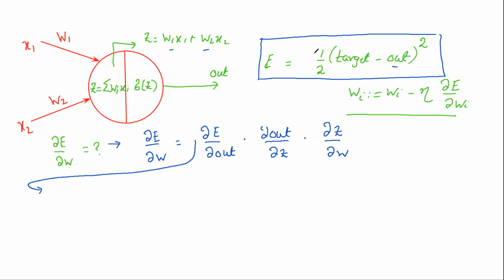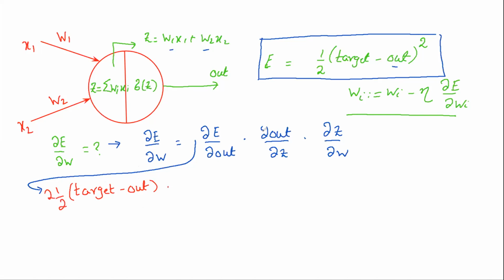This 2 will come here. Okay, and 2 and 2 will cancel. Now you can guess why I had written 1 by 2. So I will be left with target minus output. Okay, and this was 1 by 2, but the 2 that was here, it comes here.